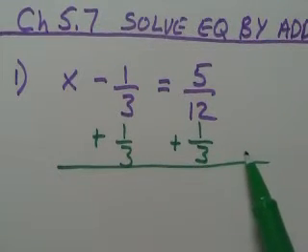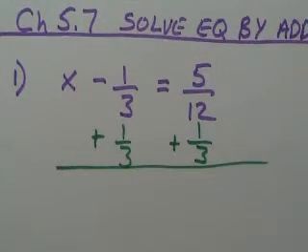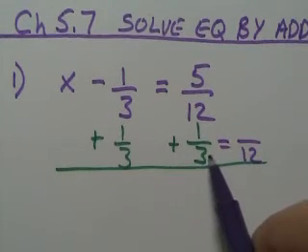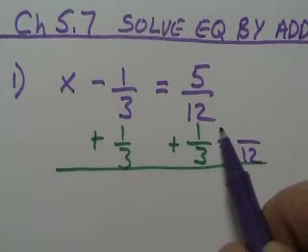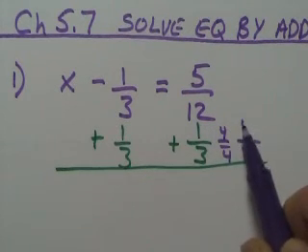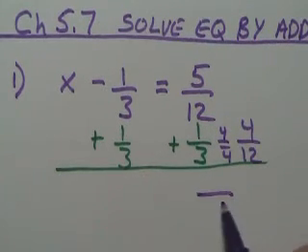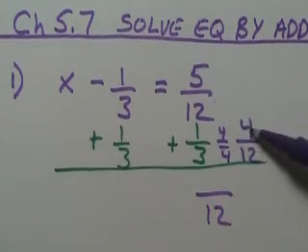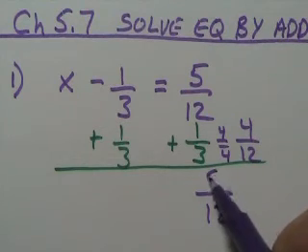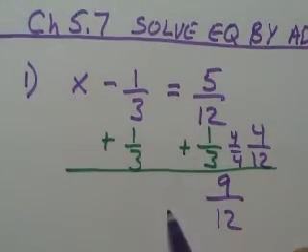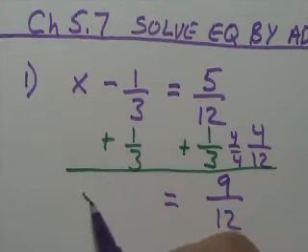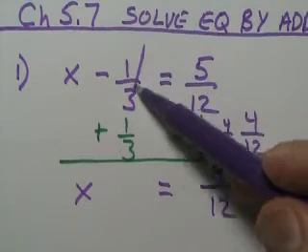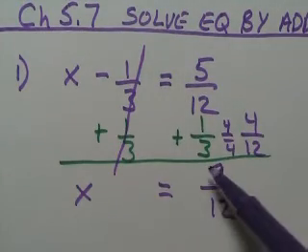Now I need to find a common denominator, and that would be 12. So 3 times 4 is 12. I'll put that 4 up here. 1 times 4 is 4. Okay, so, and this is adding. So I have 5 and 4. 5 plus 4 is 9. By the way, I need to keep my equals lined up. And this is x, because now this is all gone. So I have x equals 9/12.